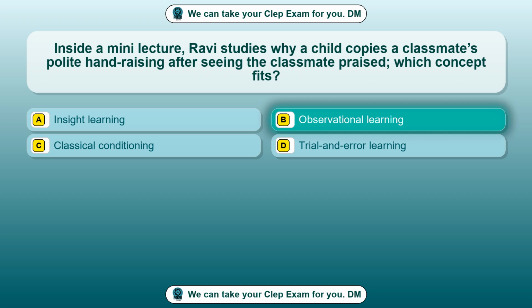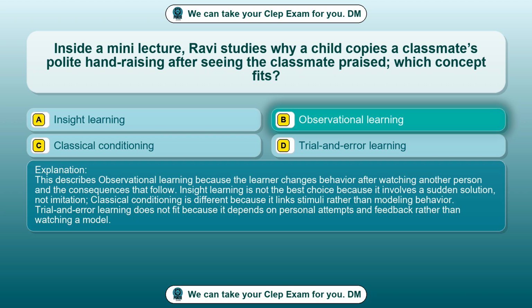The correct answer is option B, observational learning. This describes observational learning because the learner changes behavior after watching another person and the consequences that follow. Insight learning is not the best choice because it involves a sudden solution, not imitation. Classical conditioning is different because it links stimuli rather than modeling behavior. Trial and error learning does not fit because it depends on personal attempts and feedback rather than watching a model.